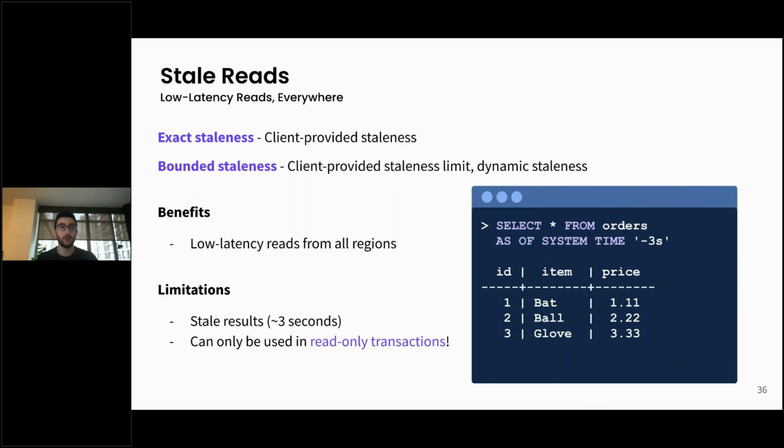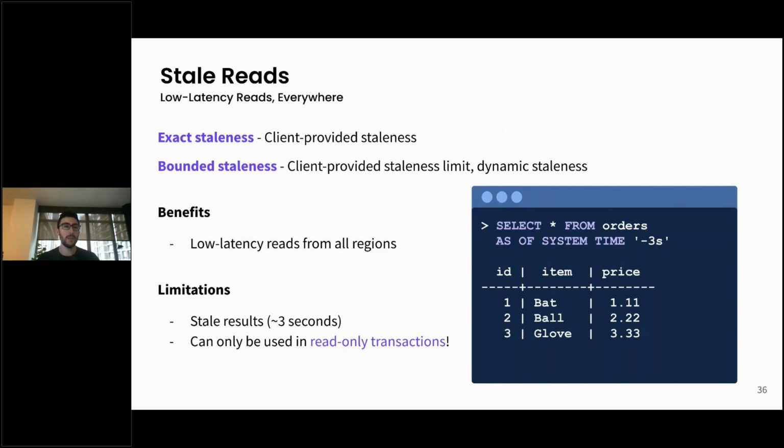So there are two forms of stale reads, those with exact staleness and those with bounded staleness. This distinction relates to who chooses how far in the past to run the reads. The distinction here isn't super important for this talk. The one thing to take away is just either way, stale reads often come with a large latency benefit because they can be served without cross-region communication. They can be served from the local replica, regardless of whether that replica is the leader or a voting follower or a non-voting follower.